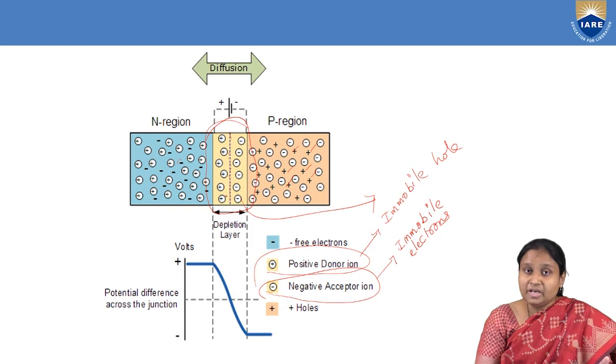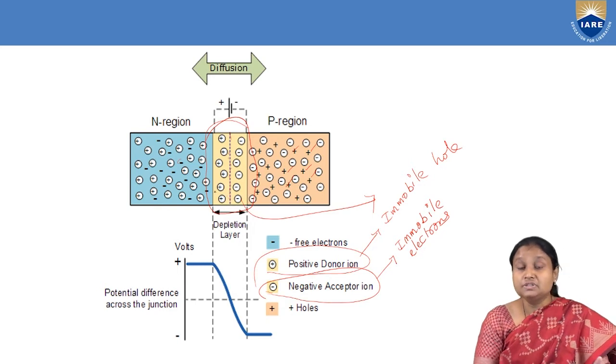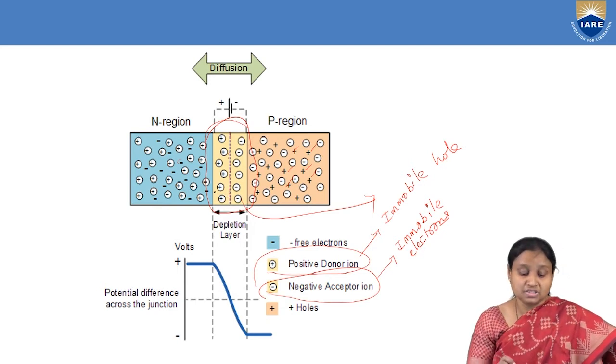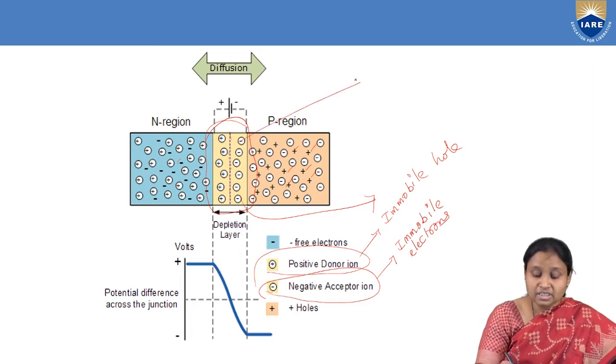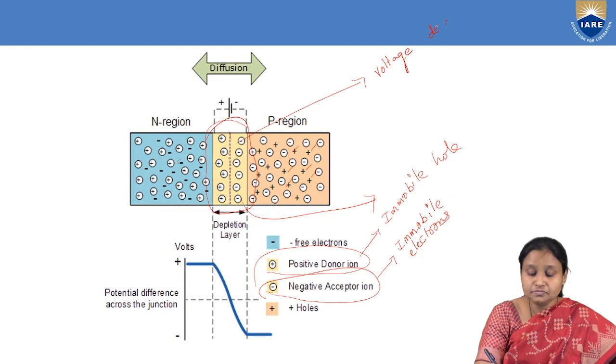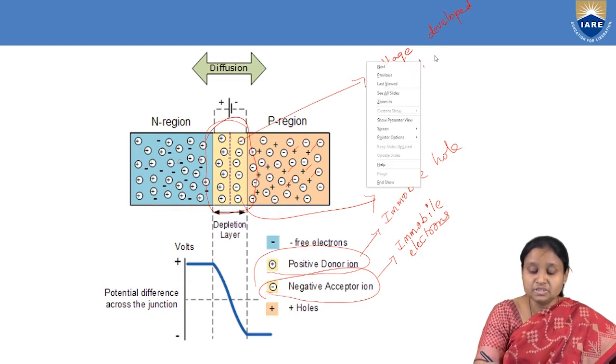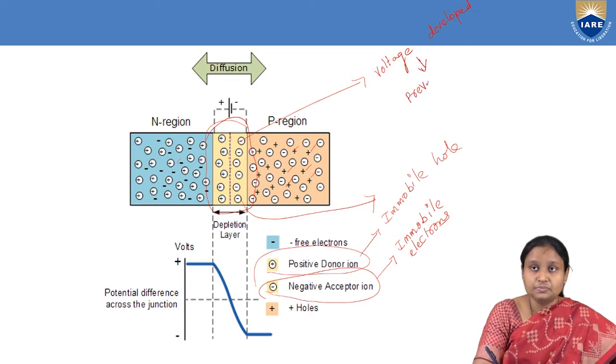And what is the role played by this voltage? This voltage will stop further diffusion of charge carriers. So here we have formation of a voltage, and what is the role played by this voltage? It will prevent further diffusion of charge carriers.